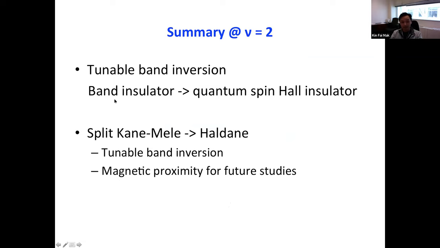I hope I convinced you that by tuning the electric field, we can make the system go from a band insulator to a quantum spin Hall insulator. I have not had the time to tell you how we split the Kane-Mele model into a Haldane model, but I think that's an interesting platform to use the magnetic proximity effect to make quantum anomalous Hall insulators in the future.